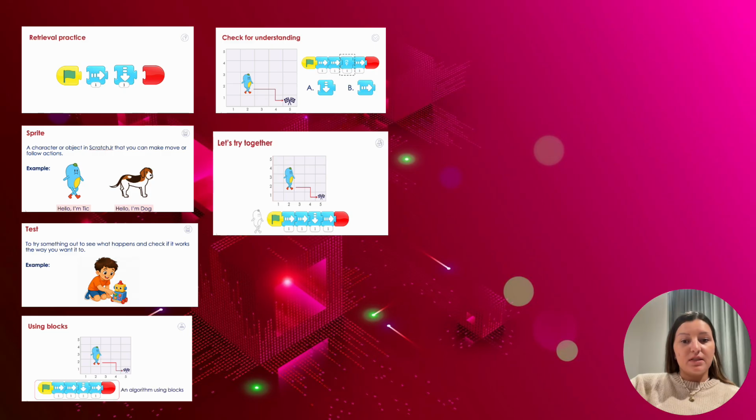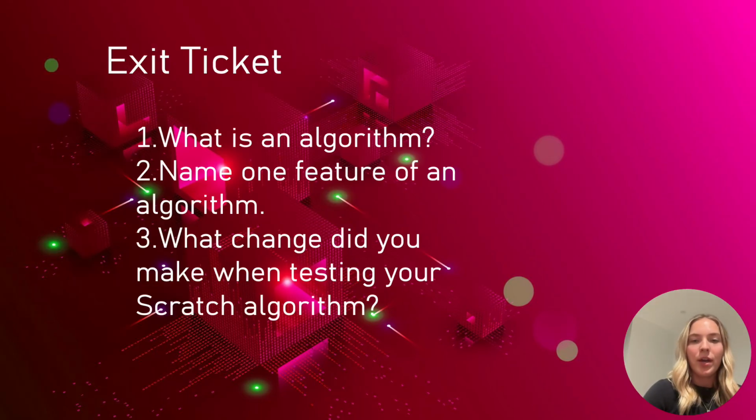Alrighty guys, so today we successfully identified coding blocks, created a simple algorithm, tested our algorithm, changed our sequence, and observed how the outcomes changed. This helped us understand why algorithms must be tested and improved. Okay, so before we finish today, we're just going to answer these 3 questions.